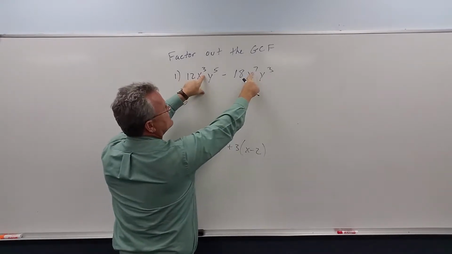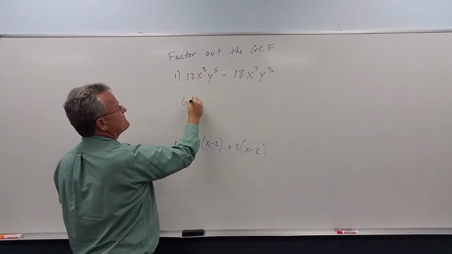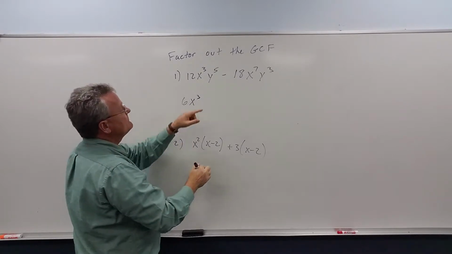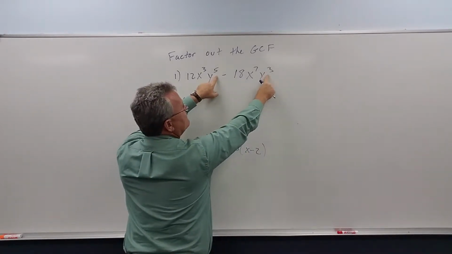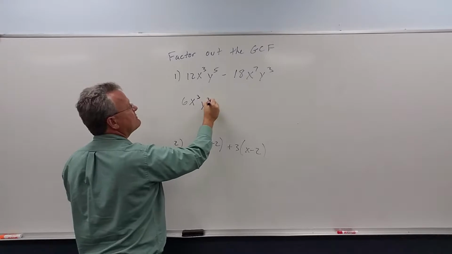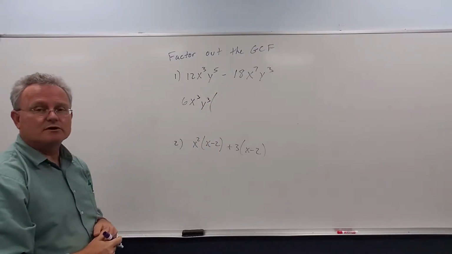X to the 3 and x to the 7. X to the 3 is the smaller exponent. Y to the 5 and y to the 3. Y to the 3 is the smaller exponent.